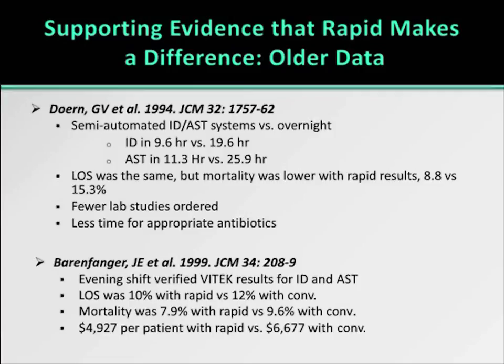And she showed a cost savings, $4,900 per patient with the rapid evening shift verification versus over $6,600 with the conventional method. And she was able to show her administrators an estimated saving of $4 million a year by using these rapid methods. At that point in time, many laboratories were kind of fighting, if you will, with administrators about, should I be using these more costly identification methods? Why not just use the conventional?